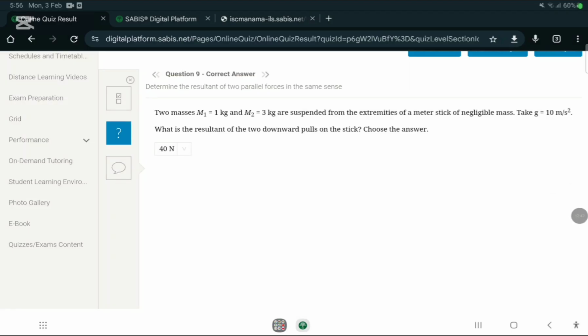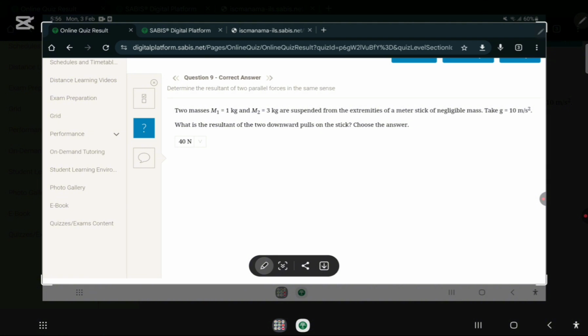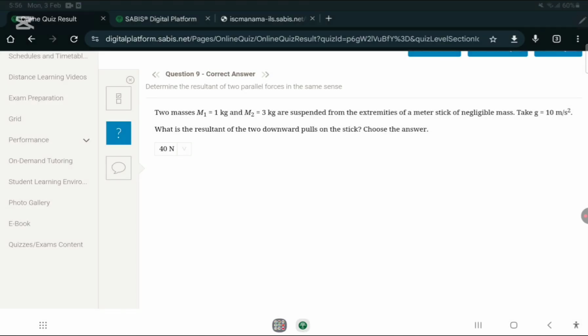Okay, this one is exactly how I said earlier. It's the upward force, so it's the addition of all the downward forces together to give us the upward force. Here the downward force, we use weight equals mg. They give us gravity. So 10 plus 30, because we have 1 kilogram and 3 kilograms. It will give us 40 newtons. That's it. Alright, on to the next.